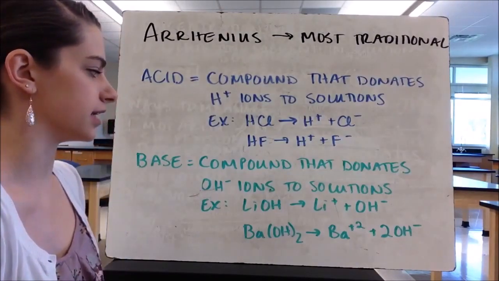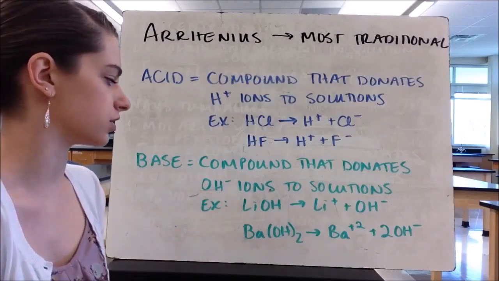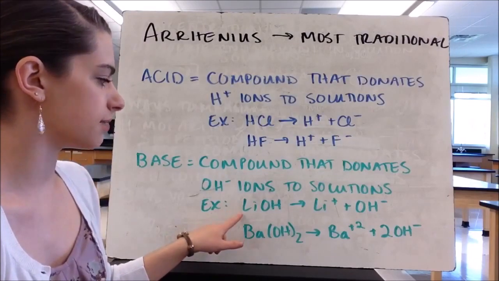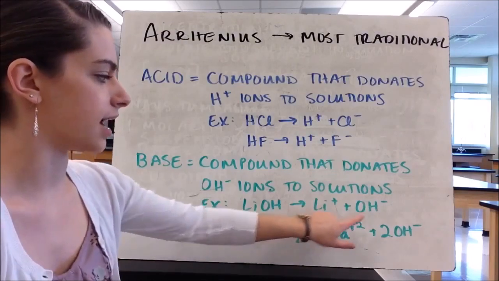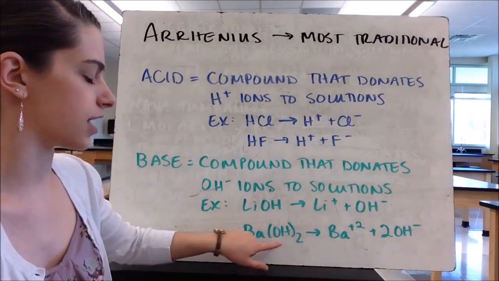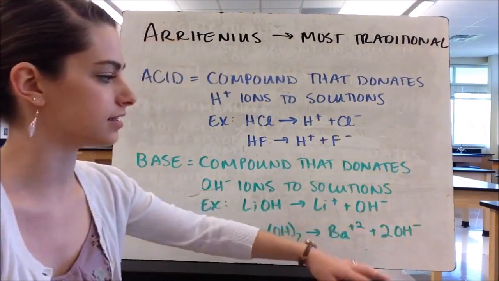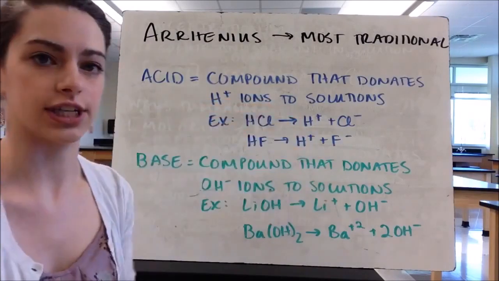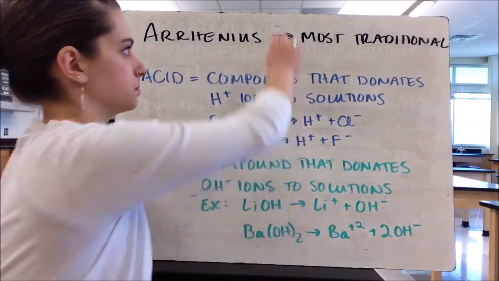A base, according to the Arrhenius model, is a compound that donates hydroxide ions, or OH- ions, into solution. Two examples of Arrhenius bases are lithium hydroxide, which when it dissociates would turn into lithium ion and hydroxide ion, so there's the hydroxide. The other example would be barium hydroxide. When it dissociates, it donates its barium ion, and in this case, two hydroxides. But the bases donate the hydroxides, the acids donate the hydrogen ions. So that's how you can tell the difference between an acid and a base according to the Arrhenius model.